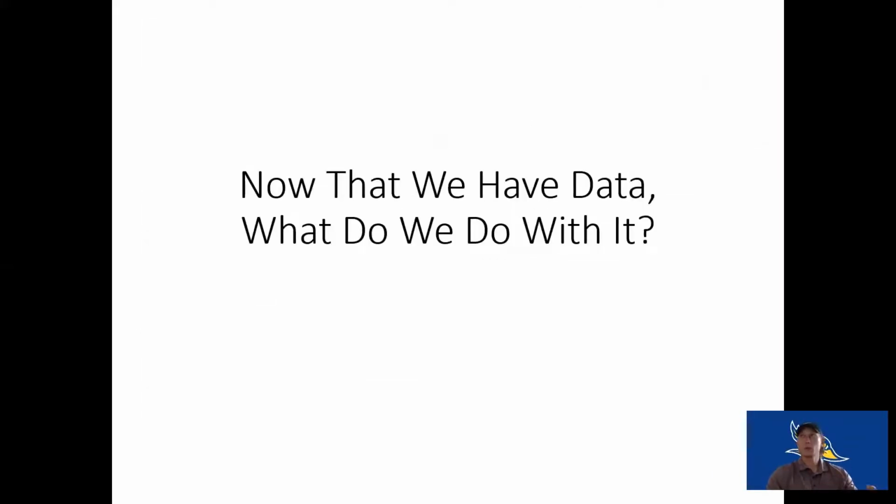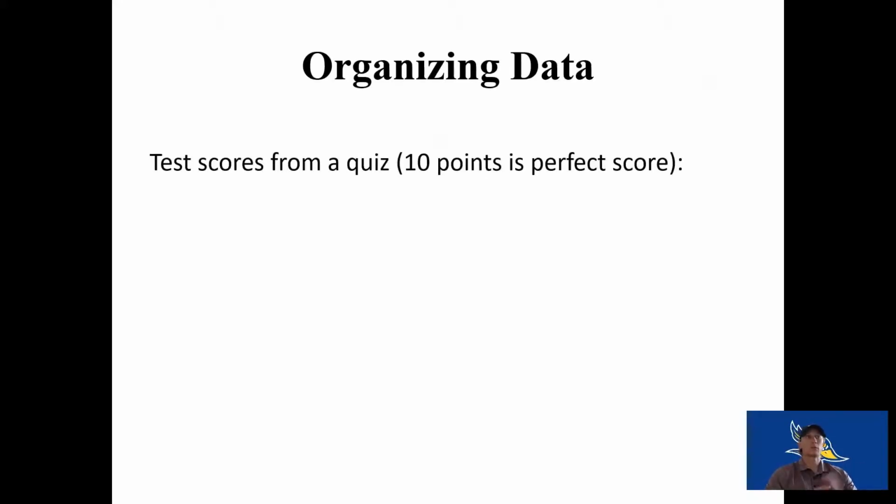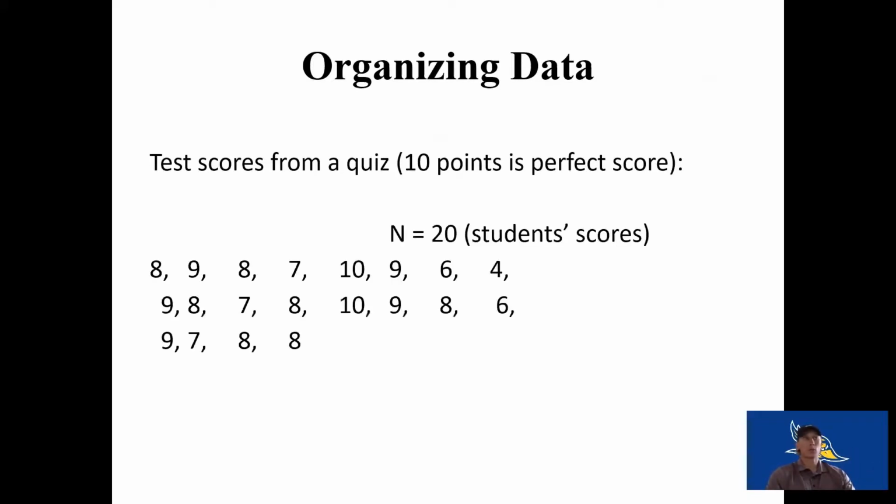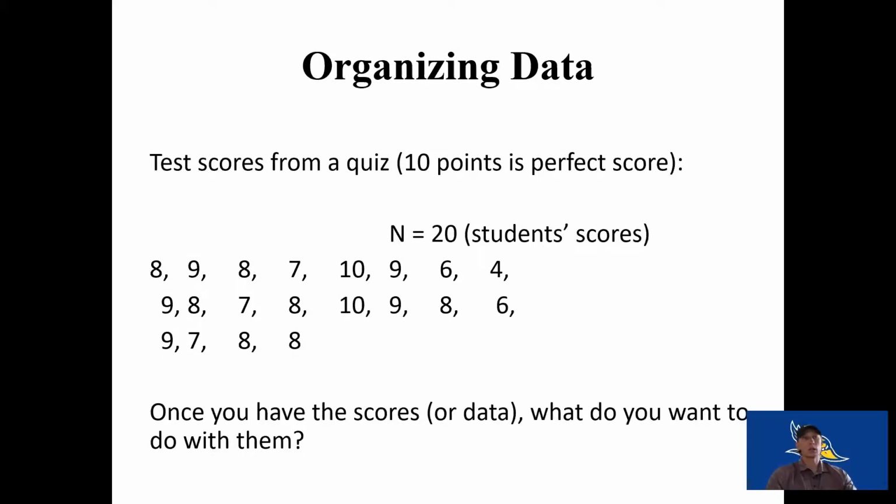Okay, so now what do we do with this data? We first have to organize this data. So say we have test scores, 10 points total, that's a perfect score, and we have 20 students. So here are our scores. What are we going to do with this? How are we going to organize this so we know what to do?